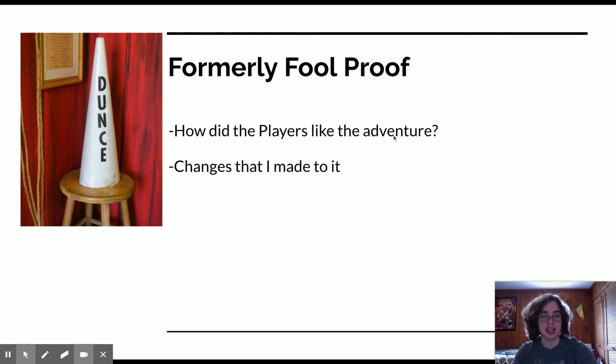So, how did they like the adventure? Overall, they thought it was a very fun adventure. And I believe they thoroughly enjoyed parts of it, but I had to make changes because it was a little complicated for new players, which is what I want my module to target. I want it to be something that you can get new people into Dungeons and Dragons with. So the biggest hurdle, I think, was the beginning.